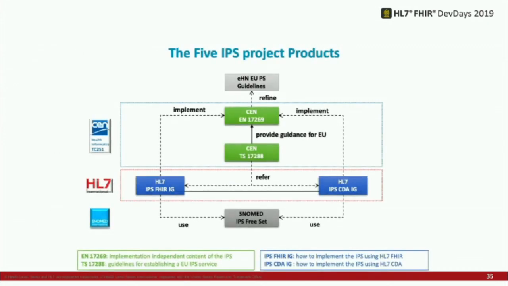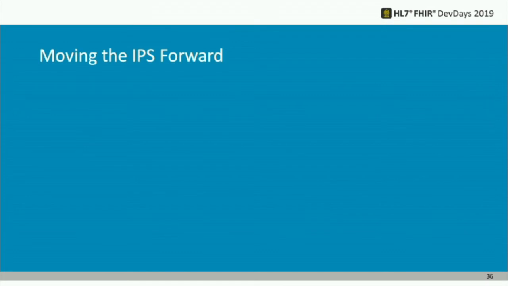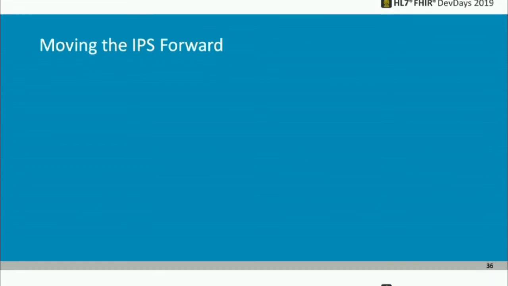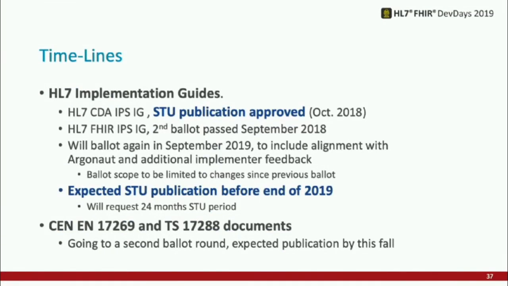Okay, so let's see. We saw the basic idea of this. I'm going to skip past it. Moving forward, I just have a few more slides, and then hopefully I'll show a couple of quick things at the end here. All right. So our timelines: like I said, we published the CDA guide. We passed ballot, our second ballot, in September 2018.